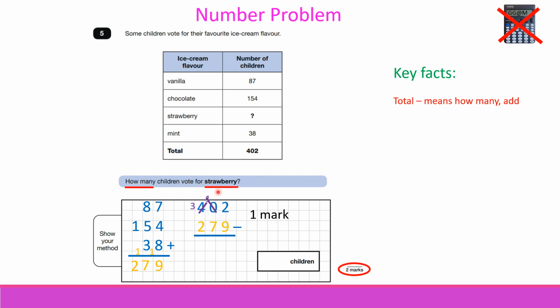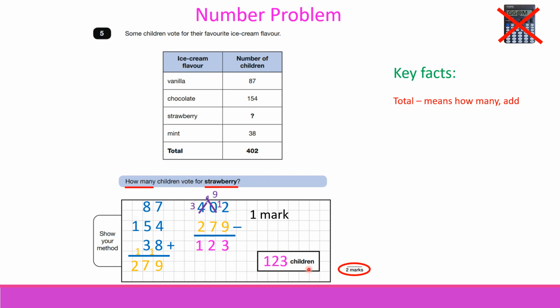Now I've got a 10, I can borrow from my 10. Take 1 from 10 gives me 9, so I'm left with a 9 here, and then I can add a 10 to the right hand side. So I've now got the number 12 take away 9. Now 12 take away 9 is 3. 9 take away 7 is 2. And 3 take away 2 is 1.